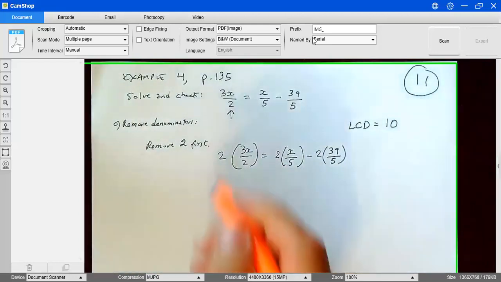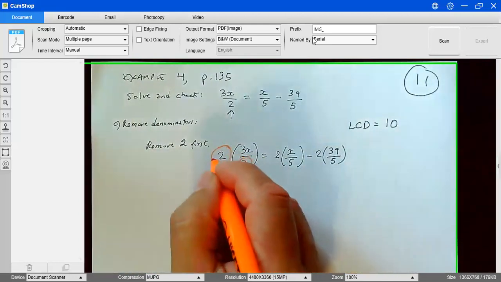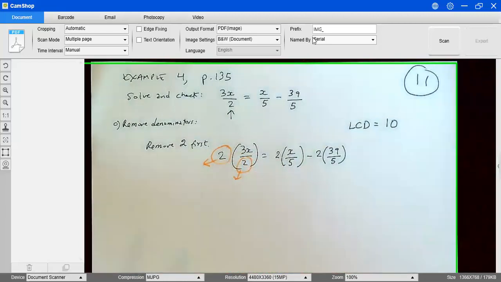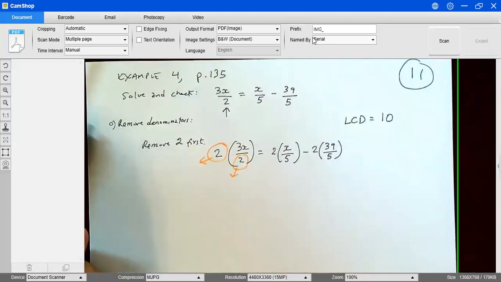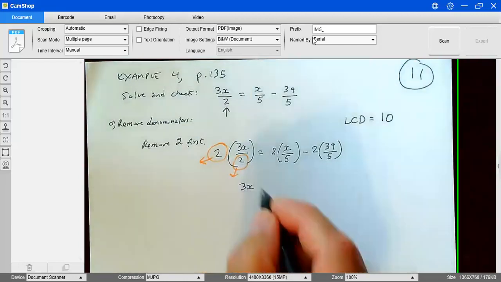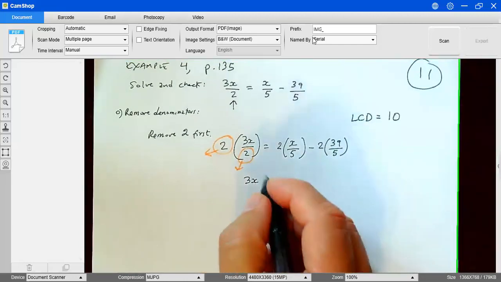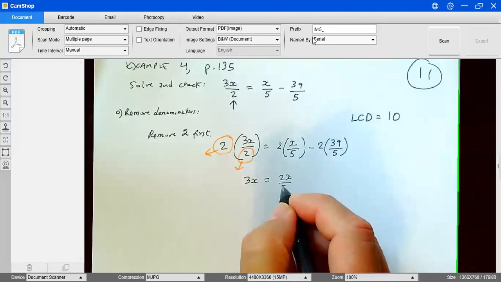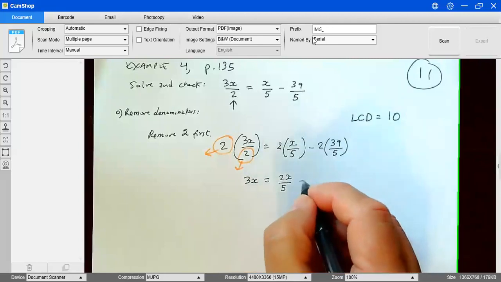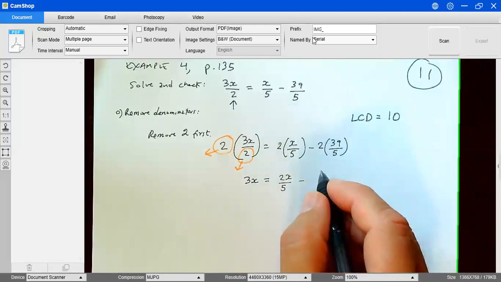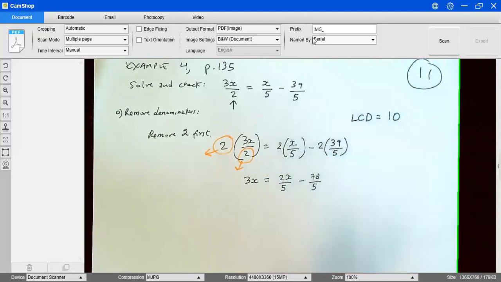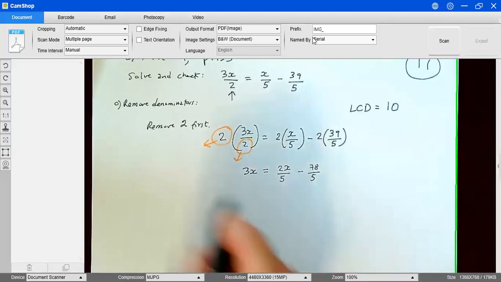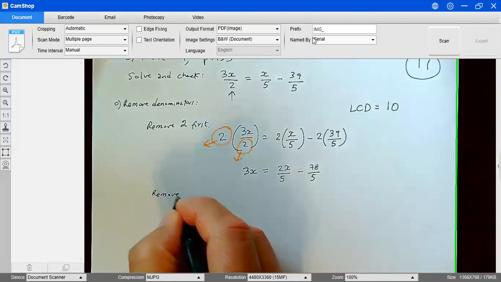So if I do that, I know that these 2 are going to be out of the equation. So I'm going to get the x. I'm going to get 2x over 5. And I'm going to get 2 times 39 over 5, 78 over 5. I still need to remove another denominator, so I'm going to remove 5.